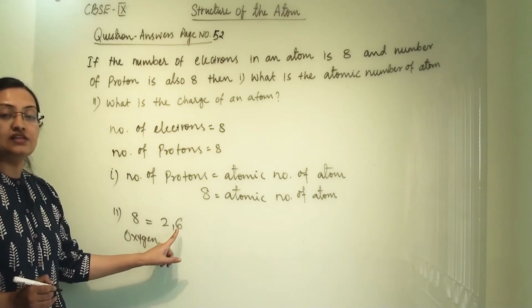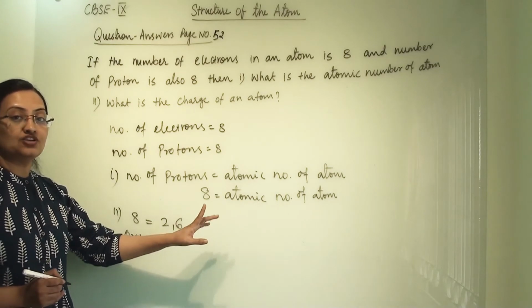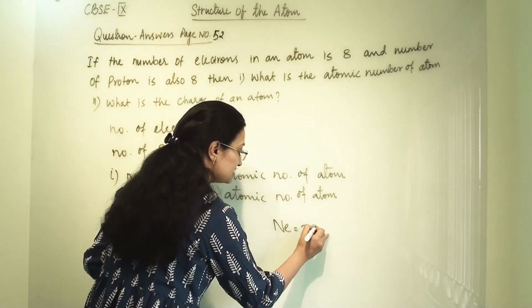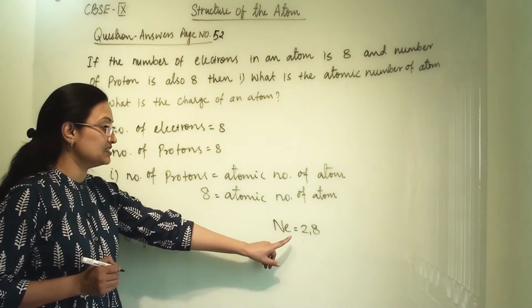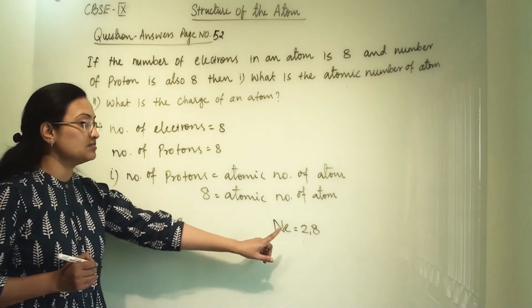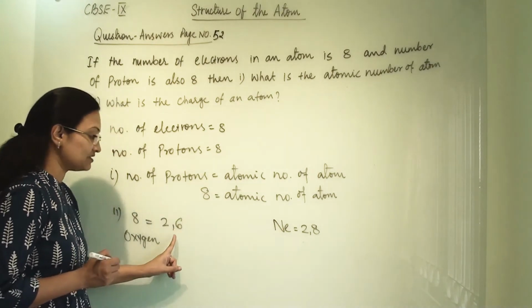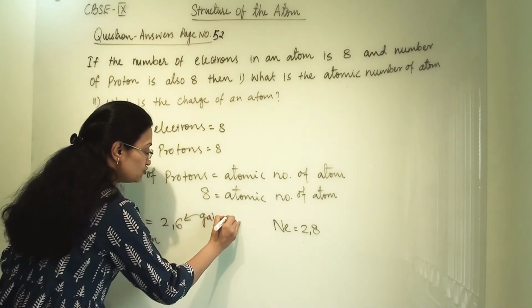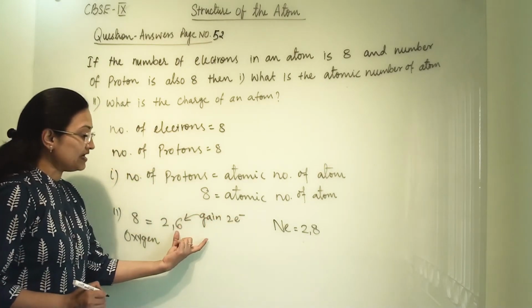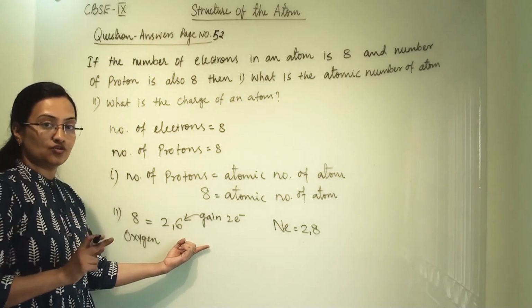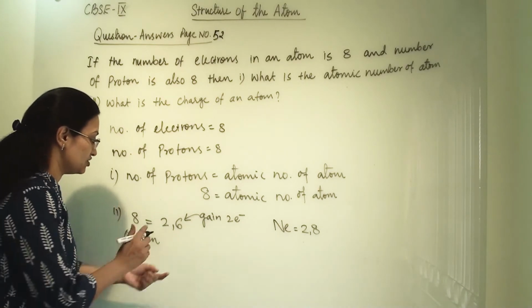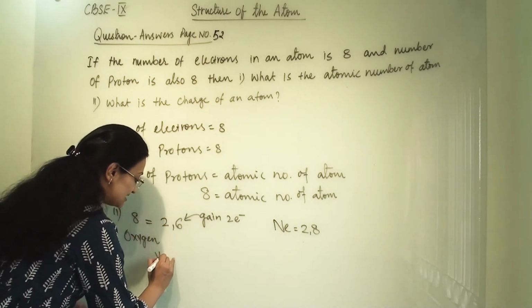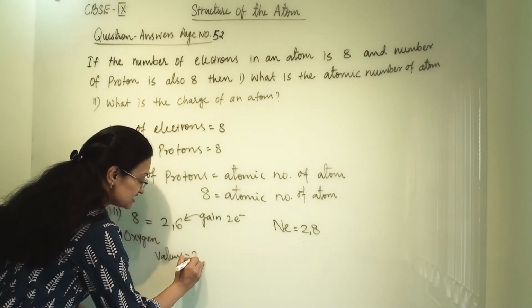Now it will acquire the electronic configuration like neon. So neon is 2, 8. This is a noble gas and it is stable. So it wants to become stable like neon. To do so, it has to gain 2 electrons. When any atom is gaining electrons, it will give us a negative charge. Here they haven't asked, but if they ask what the valency is, then the valency is 2.